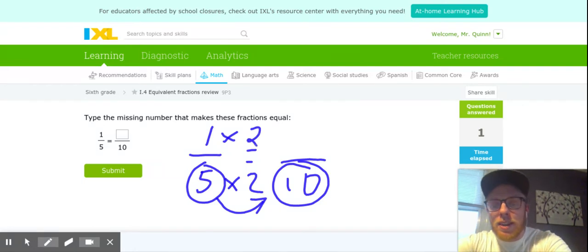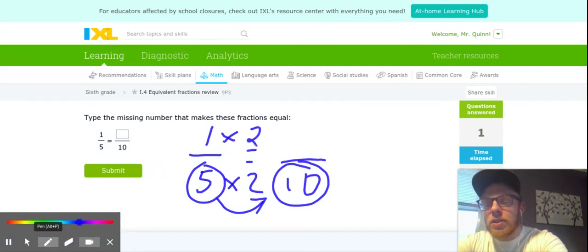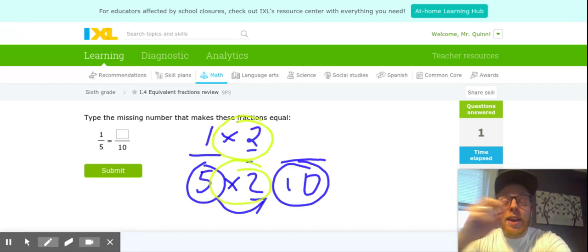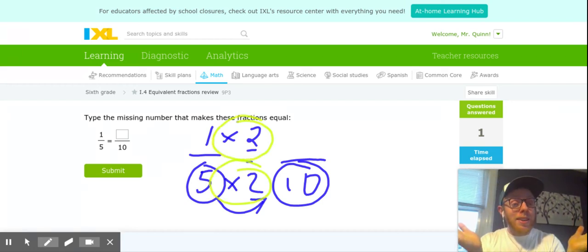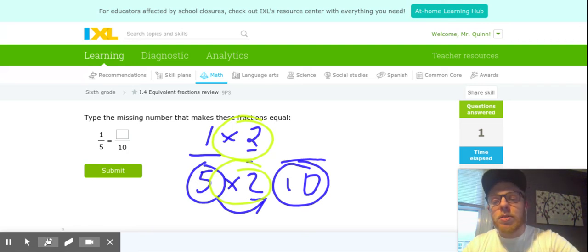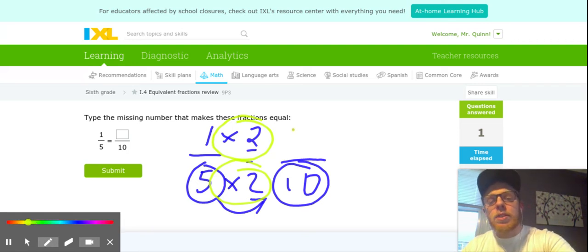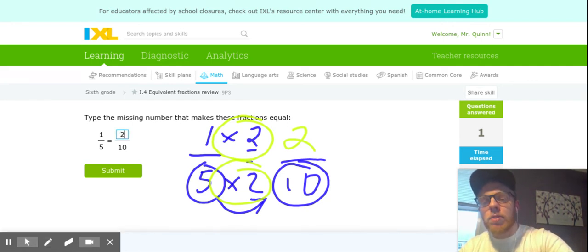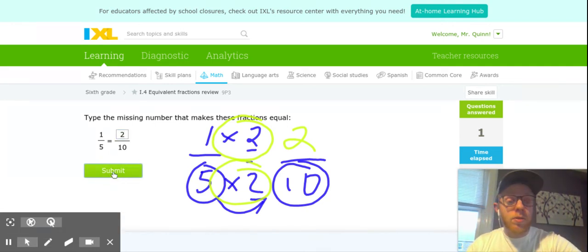Notice how this, and I'm going to do this in a different color because I want this to stand out, is the same as this. It's all about keeping things balanced. So 1 times 2 is going to give me 2. And my new numerator for my equivalent fraction gives me 2/10.